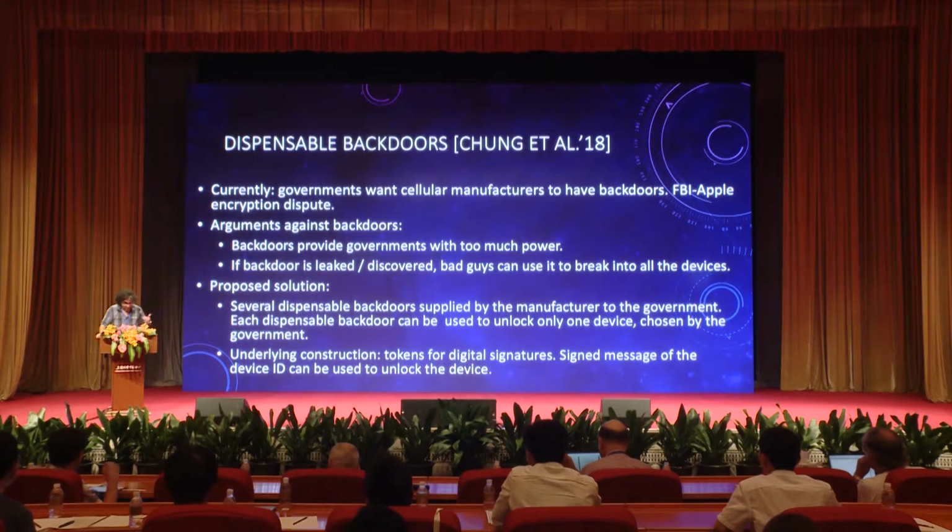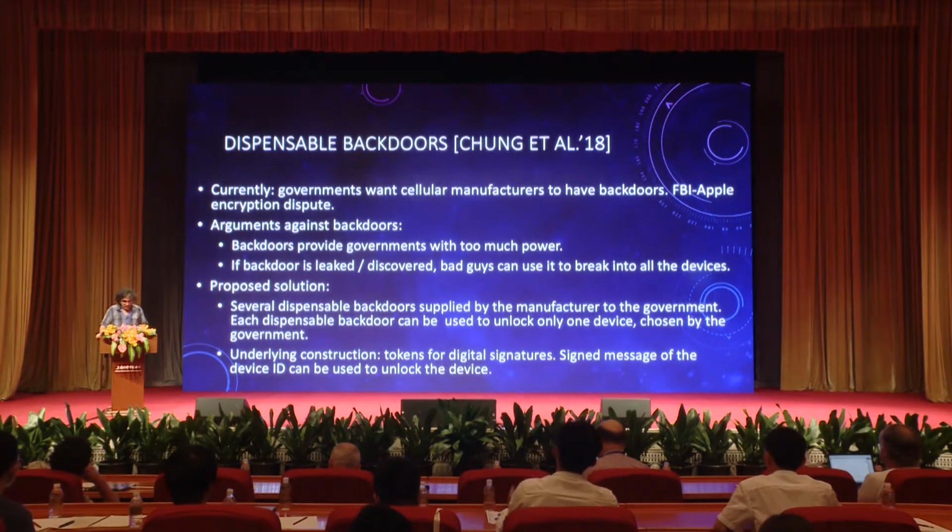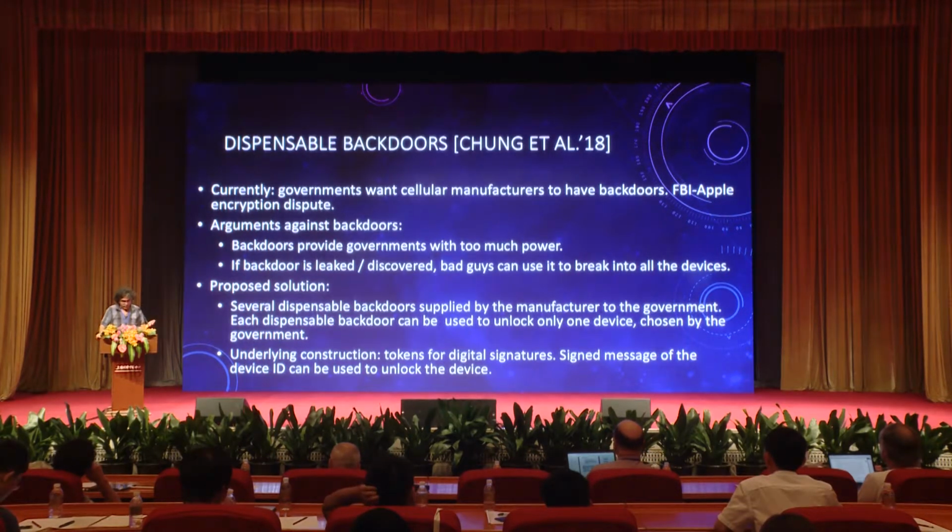And the arguments against backdoors is that one argument is that it provides too much power to the government, right? It can basically break all our devices. And another practical issue is that if this backdoor is leaked, and this often happens, information tends to leak, the bad guys can use it and break all of our devices, right?